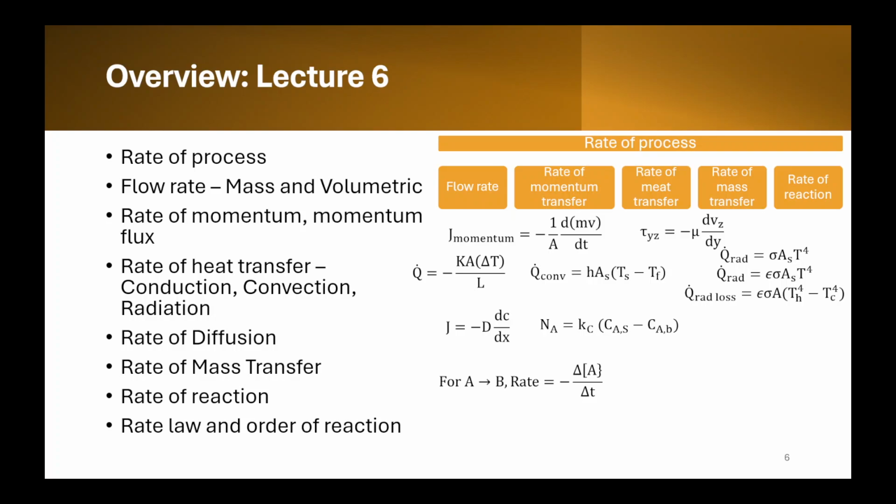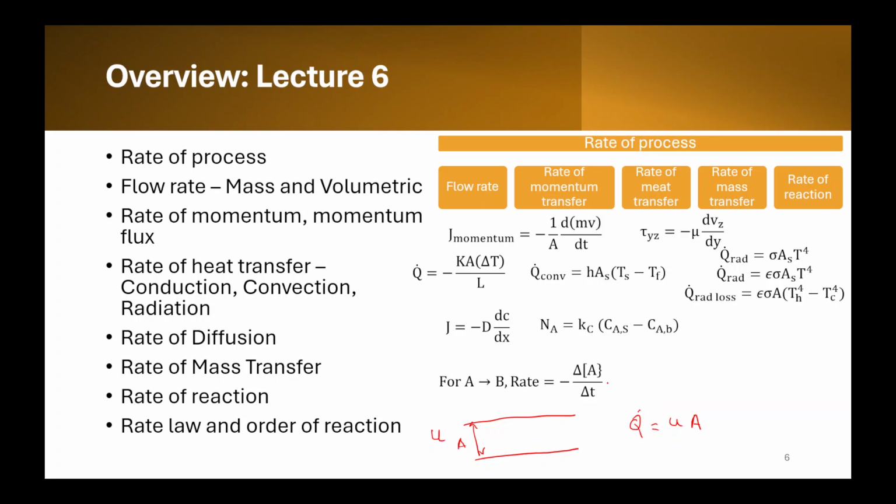For lecture 6, rate of process was taken up. Firstly, the flow rate. Mass and volumetric flow rate were discussed. Firstly, I'll tell the volumetric flow rate. If there is a pipe and some fluid is flowing through it with a velocity U, and this pipe has cross-sectional area A, then the volumetric flow rate Q dot will be equal to U into A.